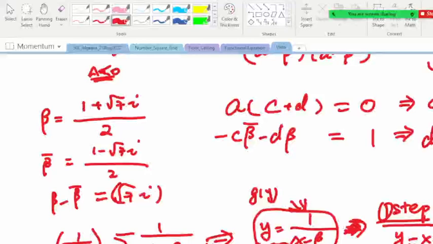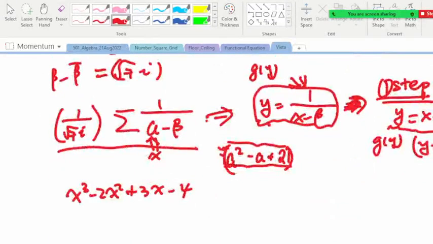But doing it this way, it seems that you need to calculate this. You need to calculate a squared minus a plus 2. This is simple, right? Then we need to calculate the product of the two, right? Not so simple.